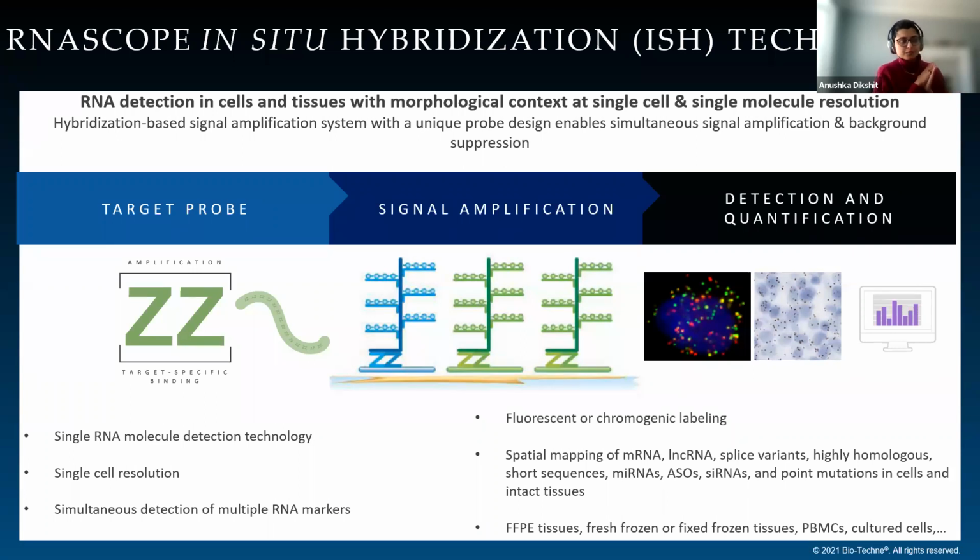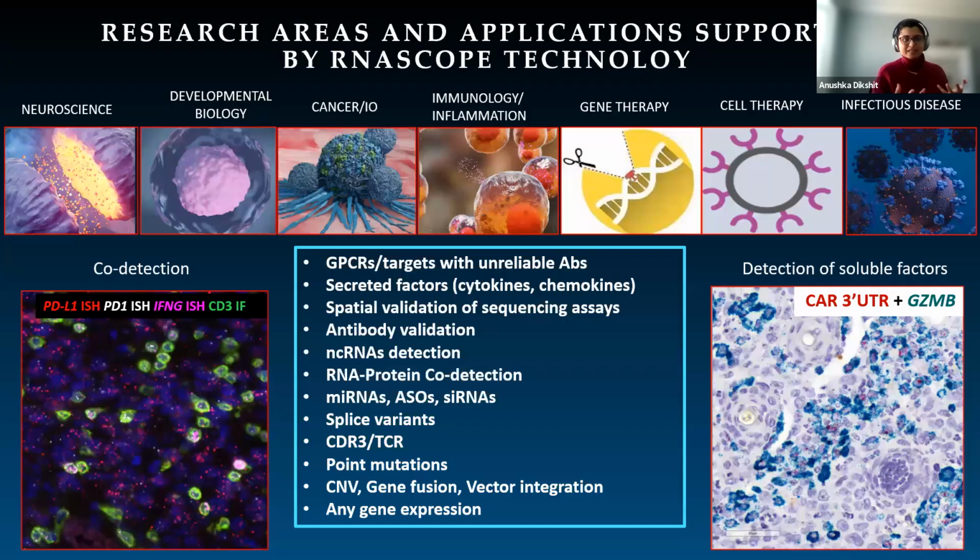Furthermore, this assay can be performed on a wide range of sample types, including FFPE tissues, fixed fresh frozen tissues, cultured cells, PBMCs, and so forth. Because of the flexibility that we offer with this assay, we have been applied across different research areas and for various applications. We have been used for neuroscience research, to study developing embryos, in cancer and IO research, inflammation, for cell and gene therapy, and for infectious disease research.